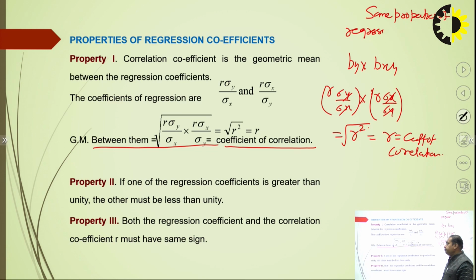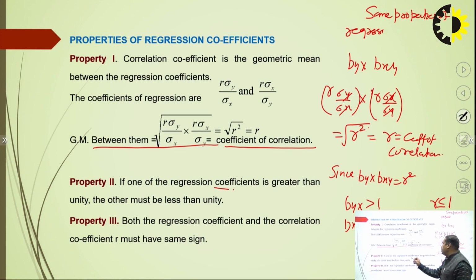Second property: if one of the regression coefficients is greater than unity, then the other must be less than unity. Since byx times bxy is equal to r square, r having a value less than or equal to 1, that means if byx is greater than 1, then bxy is less than 1.